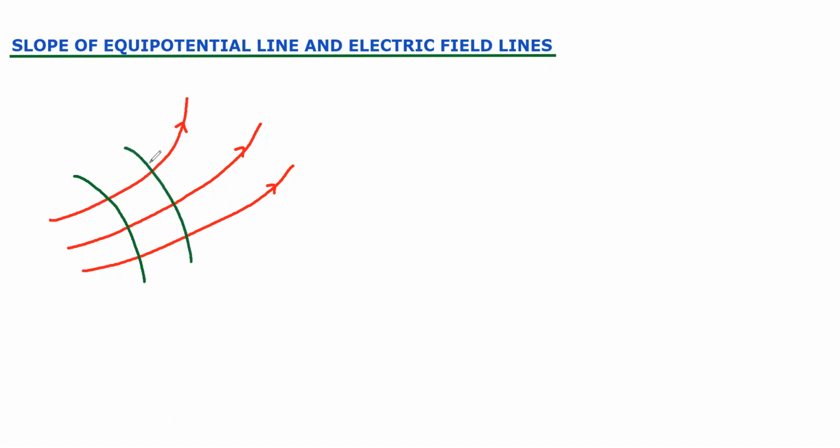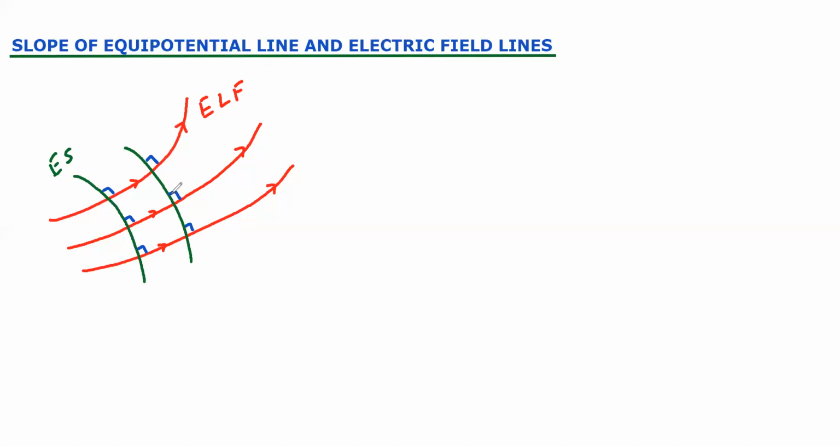You know that these field lines are going to be perpendicular to the equipotential surfaces. This is our electric field line, electric lines of force, and these are equipotential surfaces. Now when I talk about the slope of the equipotential line or the electric field lines, I'm talking about the tangents of them.